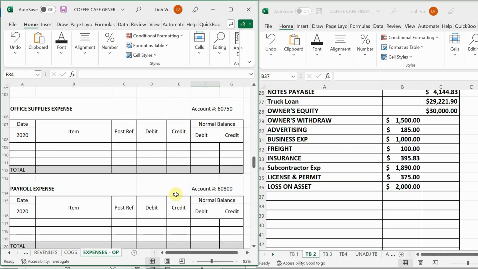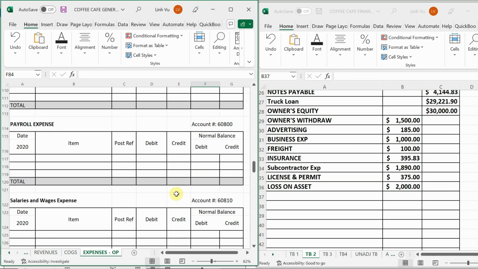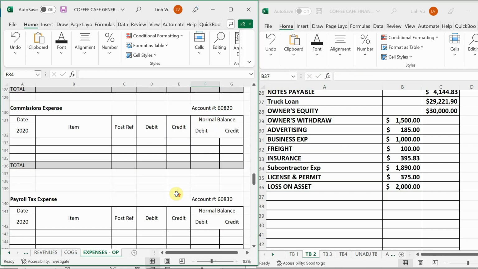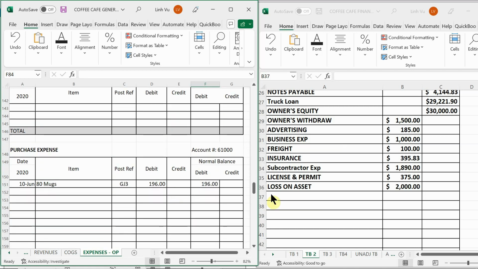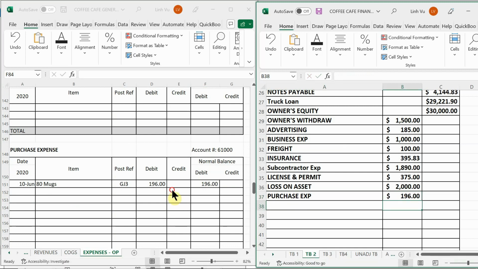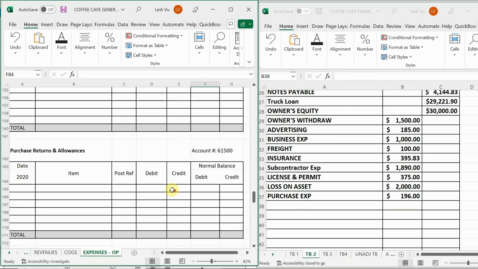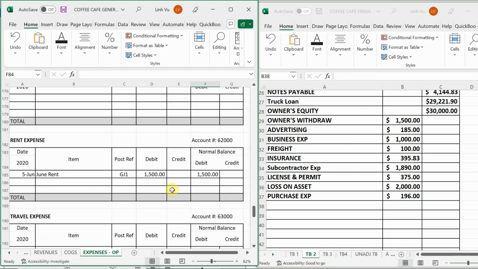No office supplies expense because we haven't purchased office supplies, so there's no expense to incur. We haven't processed payroll yet, so no salaries, no commissions, no payroll taxes. But yes, we have incurred a purchase expense, right? We did buy stuff, right? Or inventory for $196. Okay. And let's see, no purchase returns or allowances or purchase discounts.